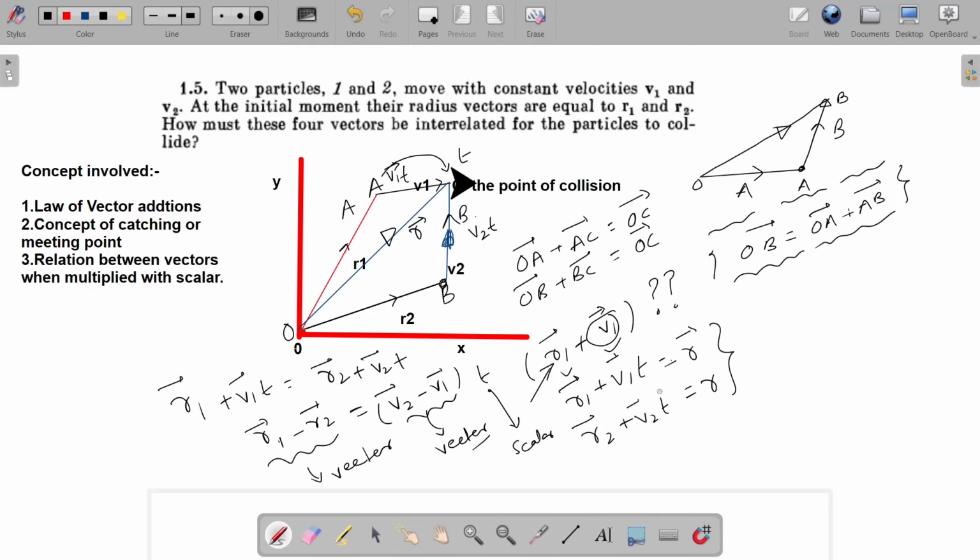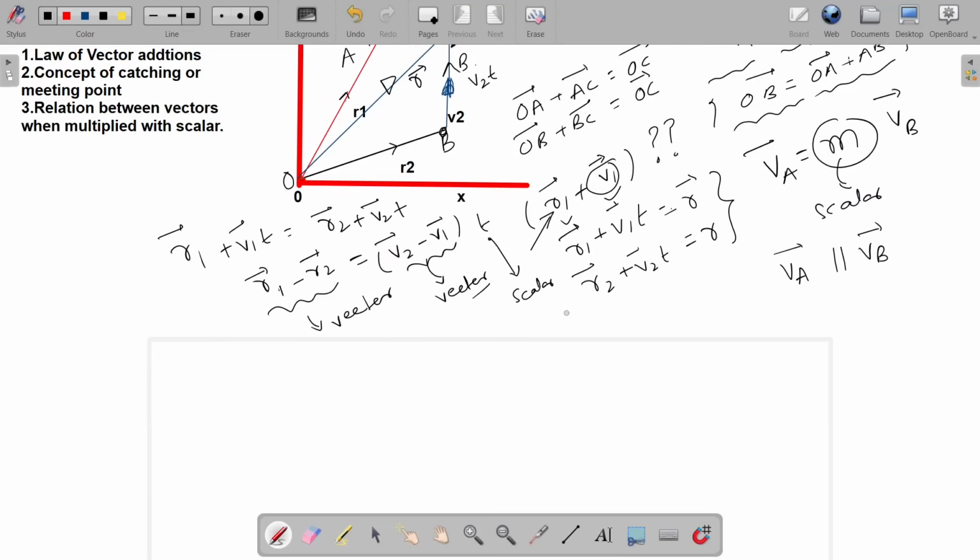So what are you getting here? We are getting some vector A multiplied by some scalar m, suppose m is the scalar, to vector B. What does it mean? This means vector A must be parallel to vector B.